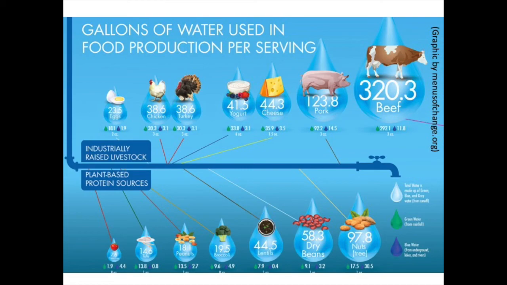We also need to think about our dietary choices' impacts on water. And here we can see there's a wide range of varying impacts. Up in the far right, beef and then lamb are the worst, using huge amounts of water per serving. But even beans and nuts down there in the bottom right, they're not great.